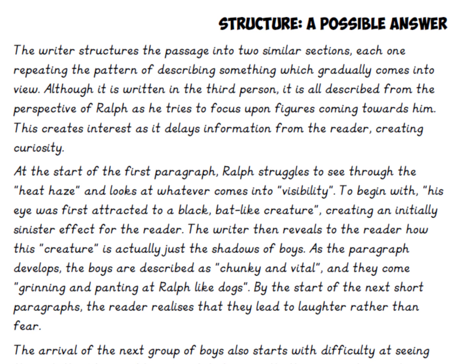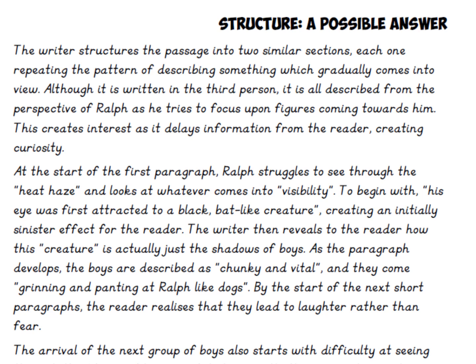So here's a possible answer to the question you were given. Please make sure you've read it or this will make no sense at all. The writer structures the passage into 2 similar sections, each one repeating the pattern of describing something which gradually comes into view. Although it is written in the third person, it is all described from the perspective of Ralph as he tries to focus upon figures coming towards him. This creates interest as it delays information from the reader, creating curiosity. Notice how that last sentence says why something has been done.